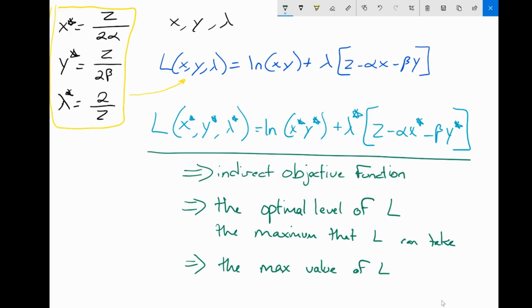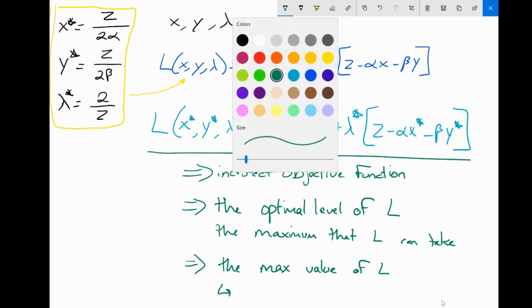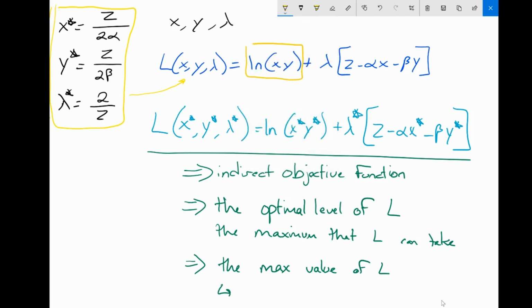The max value of L, remember L is composed of the original objective function. The original objective function is the natural log of that, all right, plus the constraint, okay? So the max of L is basically telling me it is the constrained maximum. Okay. Now, so we've got all that. So this is the indirect objective function. Sometimes we will also call this the value function.